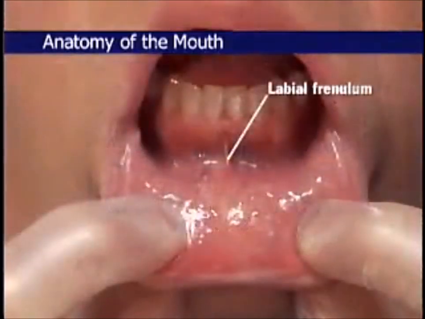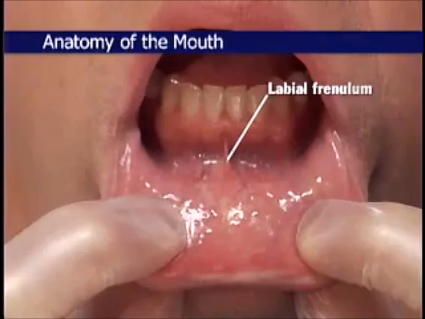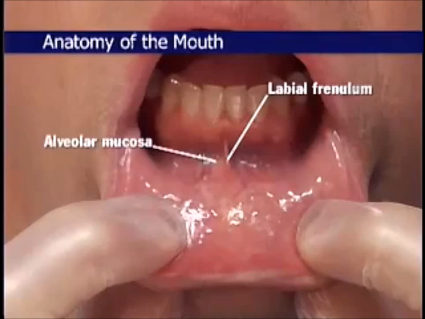A midline mucosal fold, called a labial frenulum, connects each lip with the gingiva. A shallow gingival sulcus between the gum's thin margin and each tooth is not readily visible. Adjacent to the gingiva is the alveolar mucosa, which merges with the labial mucosa of the lip.